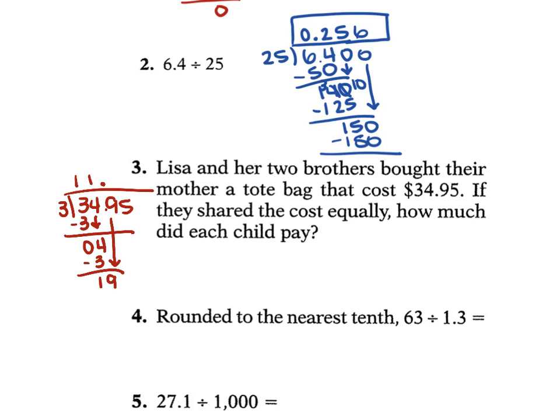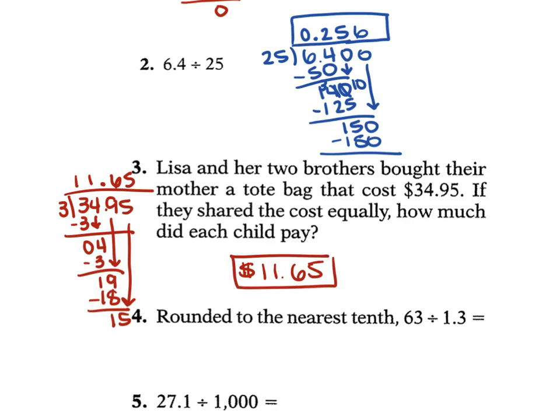So 3 goes into 19 6 times, it goes above the 9 with 18. We subtract, we get 1. We bring down that 5. 3 goes into 15 5 times with 15, so we won't have any remainder. This is $11.65 that each child paid.